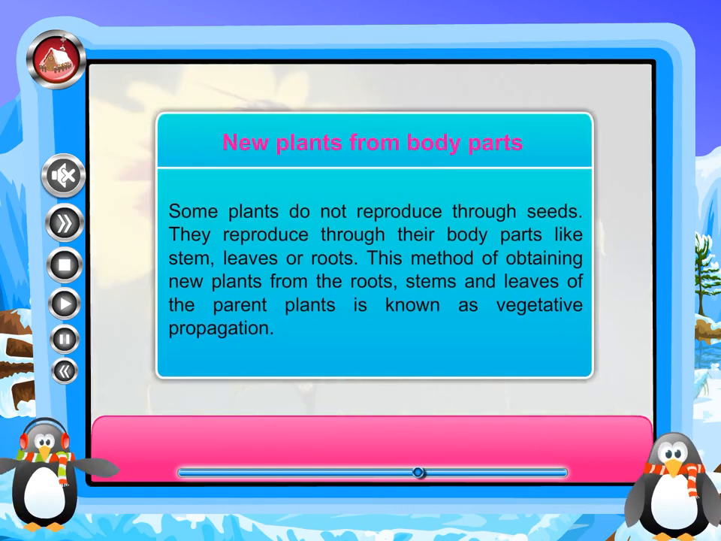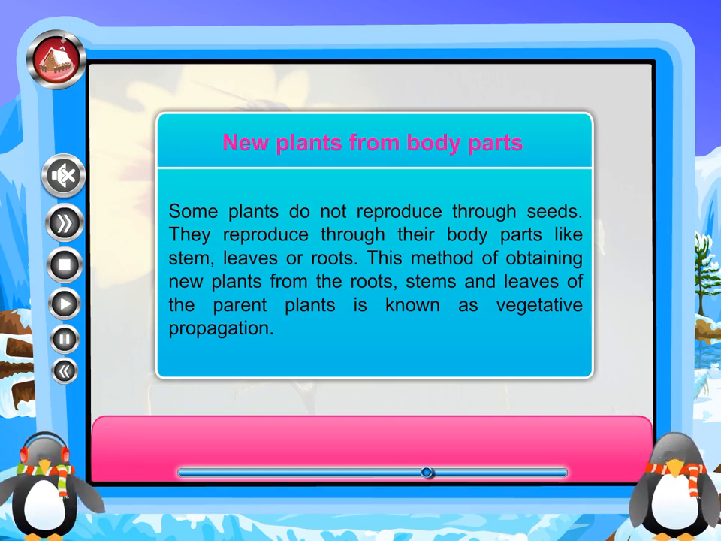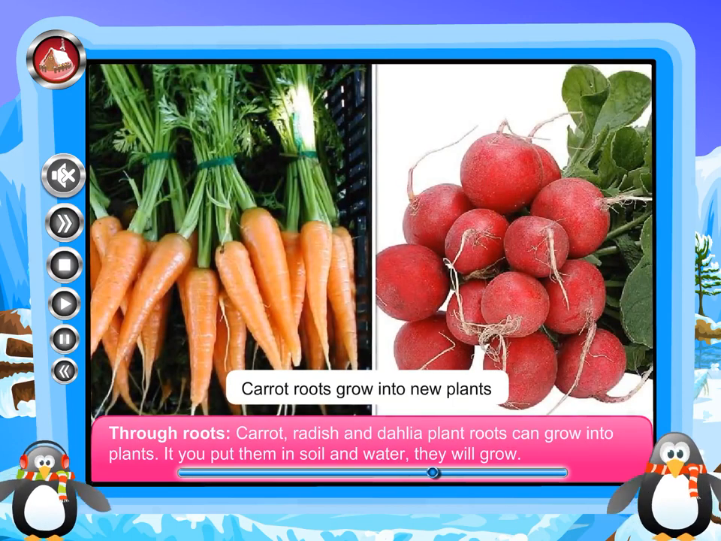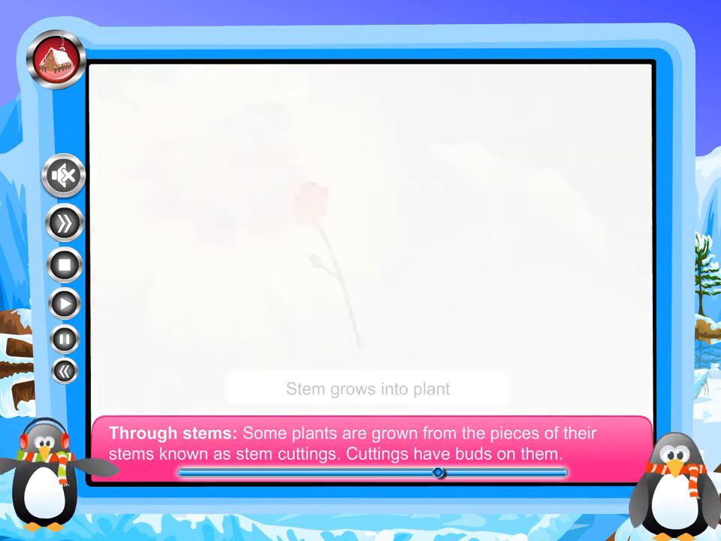New plants from body parts. Some plants do not reproduce through seeds. They reproduce through their body parts like stem, leaves, or roots. This method of obtaining new plants from the roots, stems, and leaves of the parent plant is known as vegetative propagation. Through roots, carrot, radish, and dahlia plant roots can grow into plants. If you put them in soil and water, they will grow.